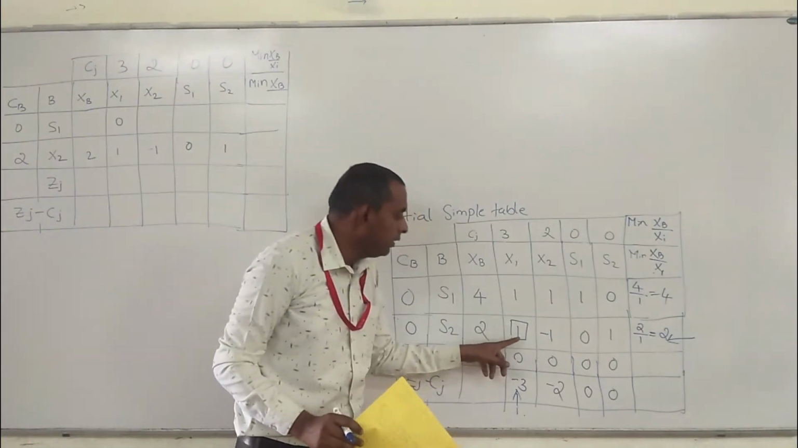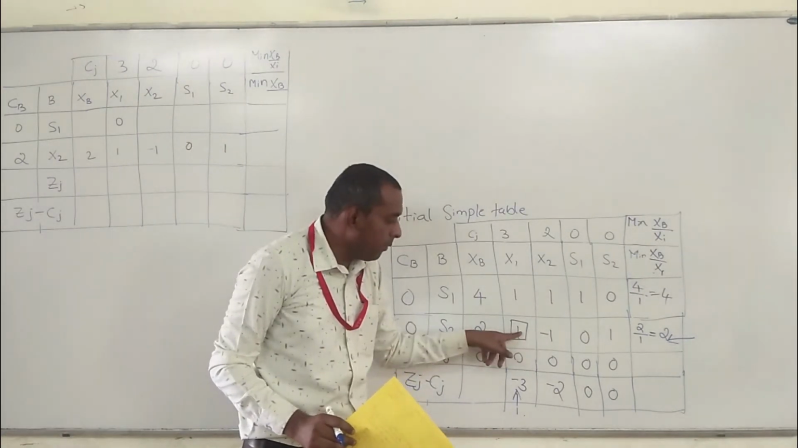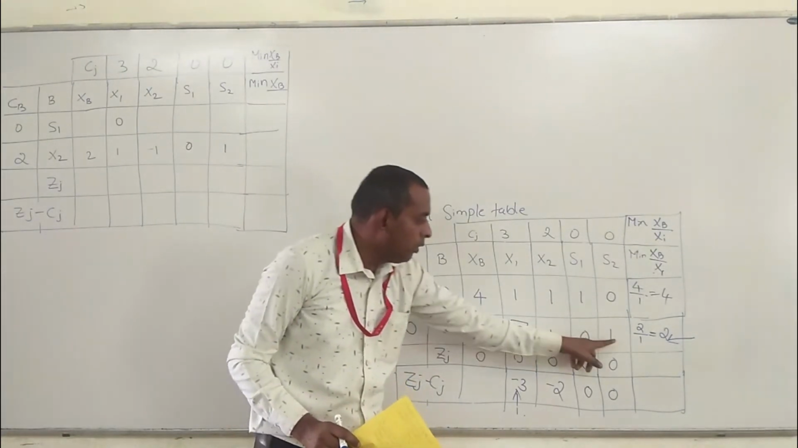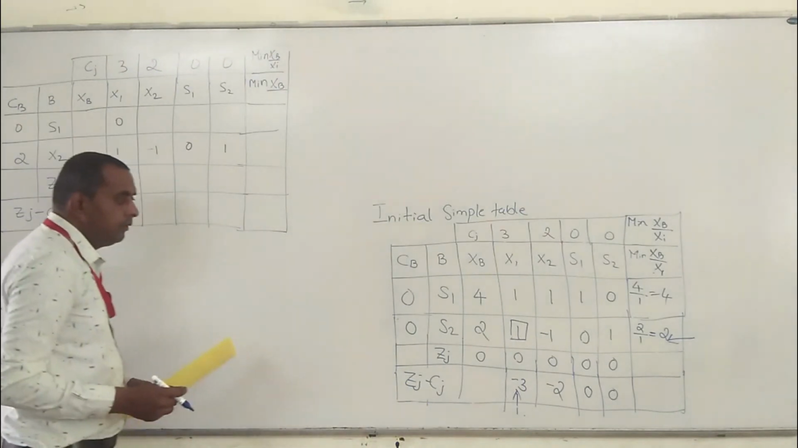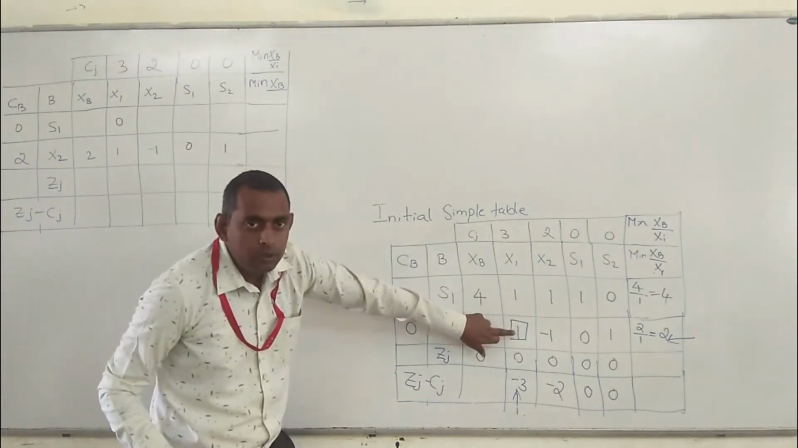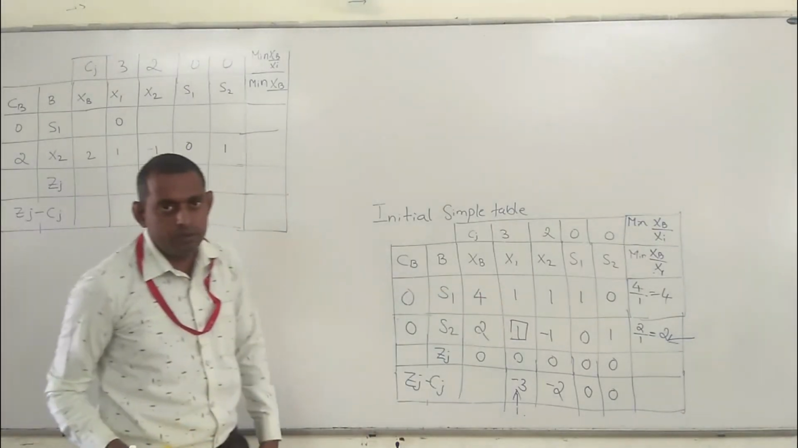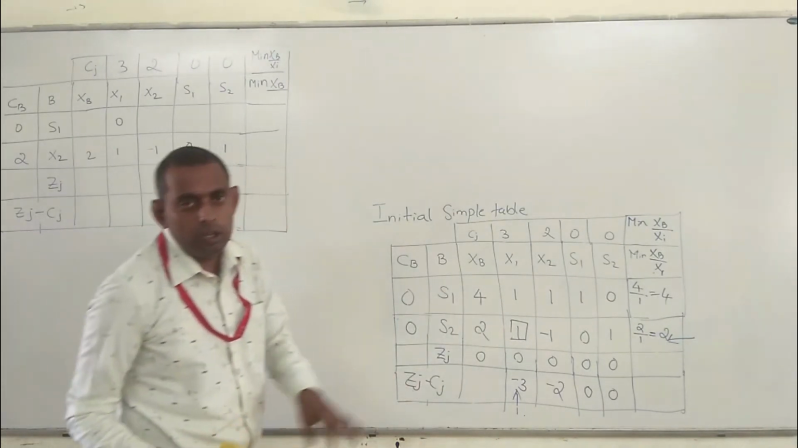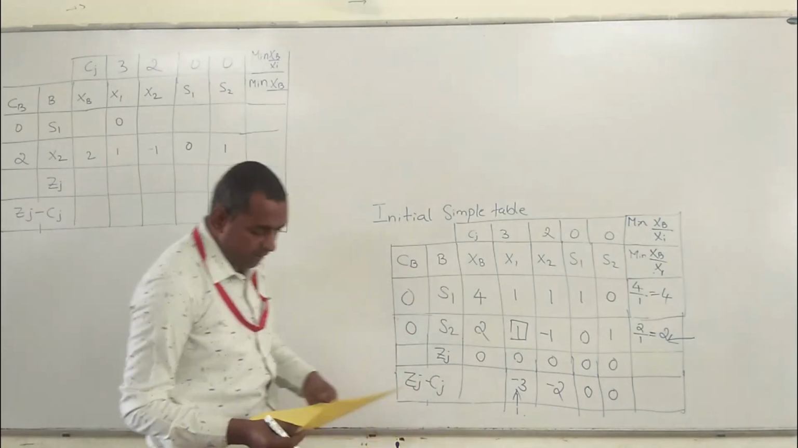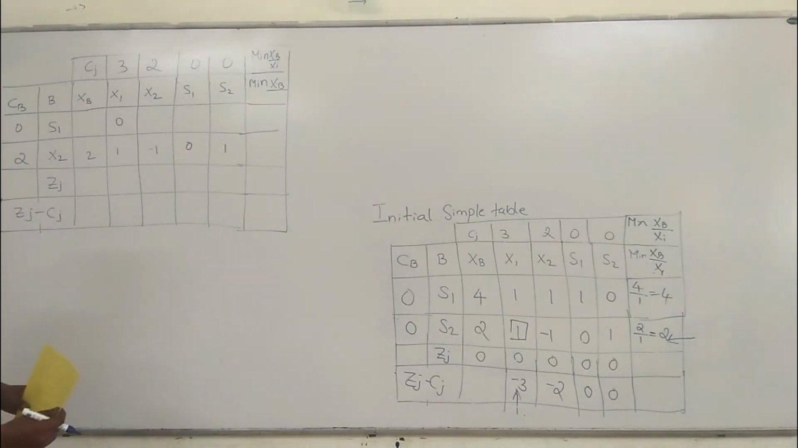So how has it come? That is 2 upon 1, minus 1 upon 1, 0 upon 1, 1 upon 1. Fine. And this is subtraction. This minus this, or this minus this. The whole complete will be 0 as I have written. So how to find the new element?